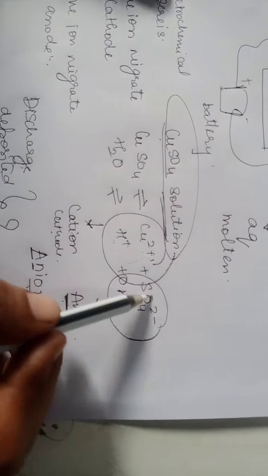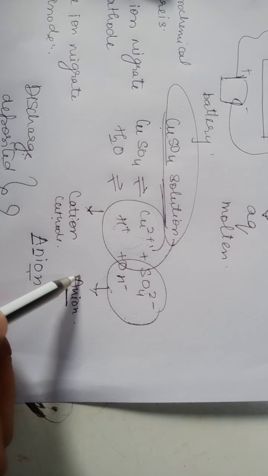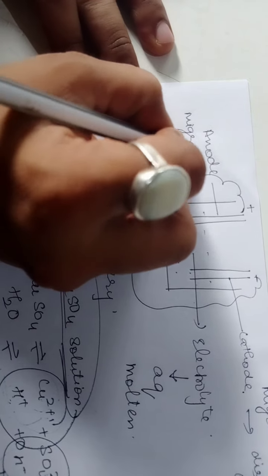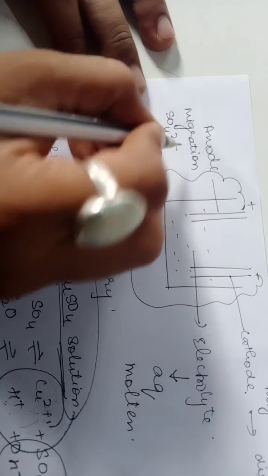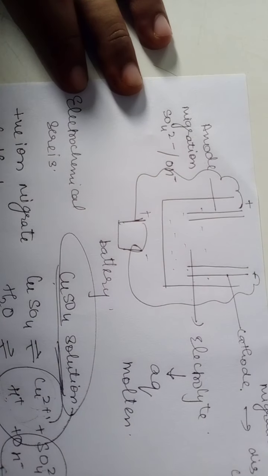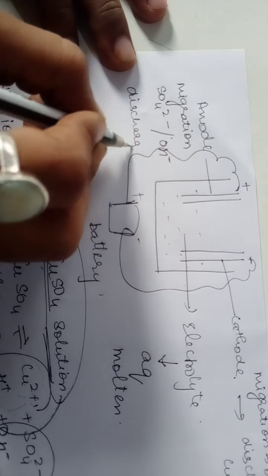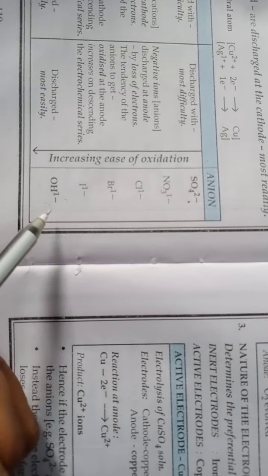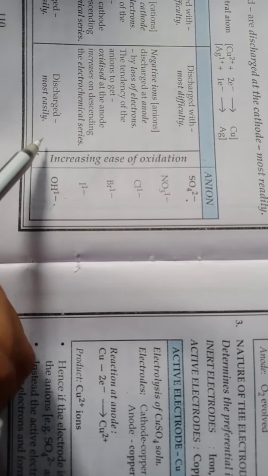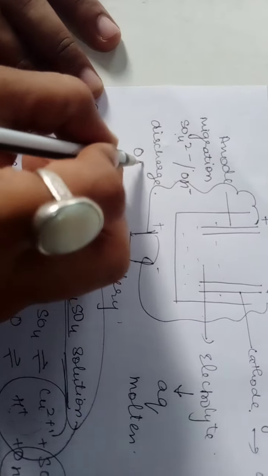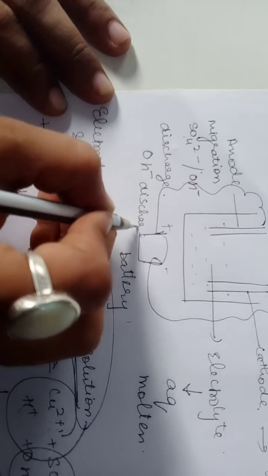Now here, out of the two negative ions, which one will get discharged at the anode? See here, at the anode, migration will take place for both the ions. Migration of sulfate ion and migration of OH minus ion will take place. Both of them will migrate. But which one will get discharged? Now this discharge will depend again on this series, sulfate and hydroxyl ion. See here, hydroxyl ion is the lower ion which is present. So it will be discharged most easily. So here, out of the two ions, hydroxyl ion will get discharged more easily.